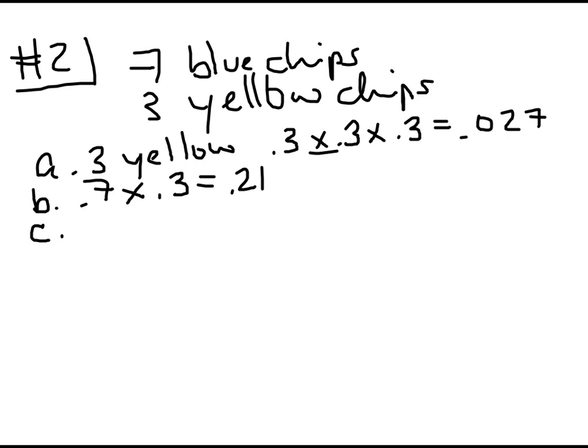C. Drawing a blue chip on the second draw, given that a yellow chip was drawn on the first draw. So these are independent, and it doesn't matter what happens on the first draw, except for the fact that we want a blue chip on the second draw, which means the probability of a blue chip on the second draw is 0.7.